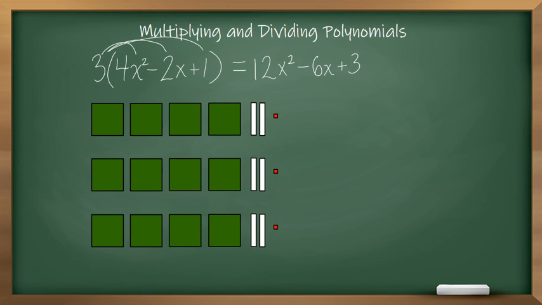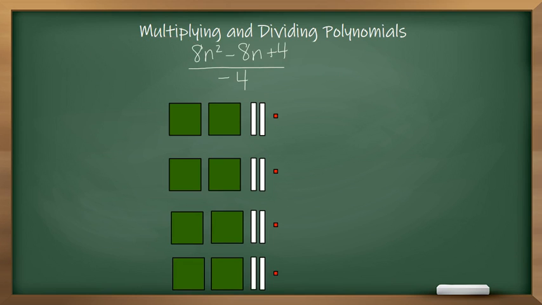Next, we're going to look at dividing. So for this example, we're doing 8n squared minus 8n plus 4 divided by negative 4. Now, I've modeled the 8n squared minus 8n plus 4. And since I'm dividing by negative 4, well, first, since I'm dividing by 4, I want 4 groups. So I've sort of set that up. So I've got 4 groups.